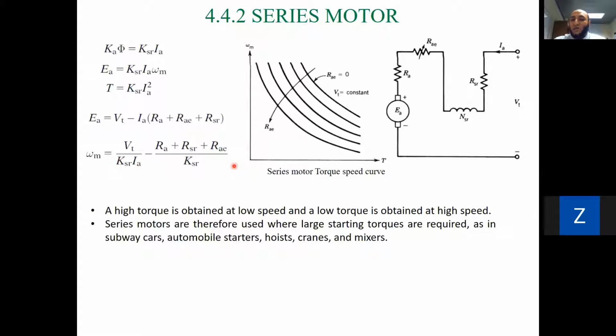We can find that the characteristic is moving like that. This means at low torque we have high speed, and at low speeds we have high torque. Actually, this is very important for applications which need high starting torque. So we prefer the DC series motor for this kind of high starting torque application.